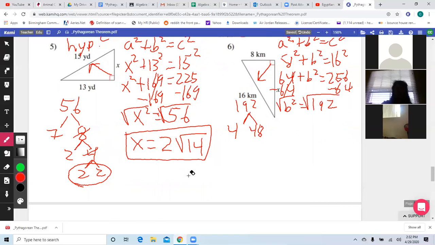Okay. So I know 4 is 2 and 2. 48 is going to be 4 and 12. 4 is 2 and 2. 12 is 4 and 3. And then the 4 again is 2 and 2, right? So I circle 3 pairs of 2.